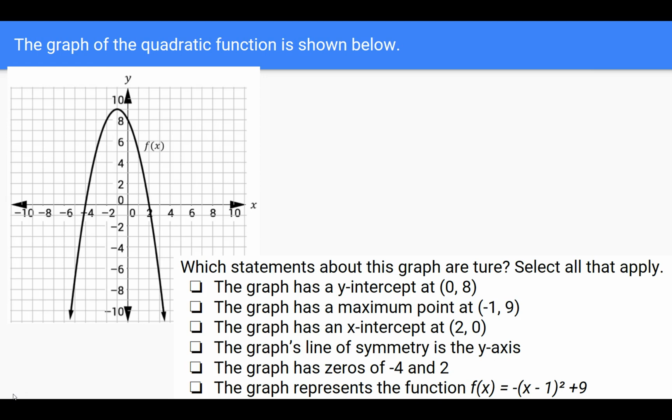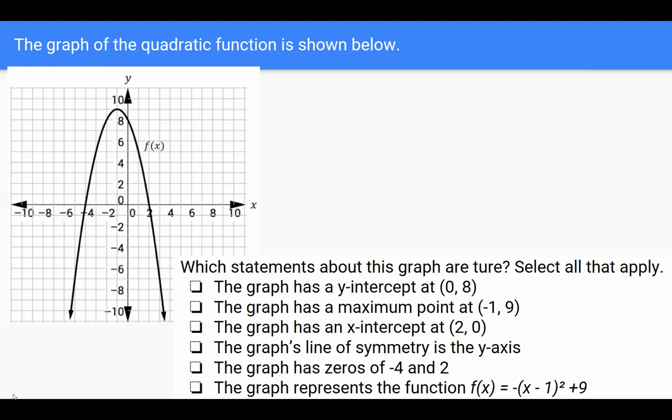So you and your table friends, we're going to go through beat the test. You're checking the things that are true. Looking at the graph, is the y-intercept at 0, 8? Does the graph have a maximum point at -1, 9? Is there an x-intercept at 2, 0? Is the line of symmetry the y-axis? Do I have zeros at -4 and 2? And is the vertex form of the equation of my parabola -(x minus 1) squared plus 9? Okay, so work on that together.